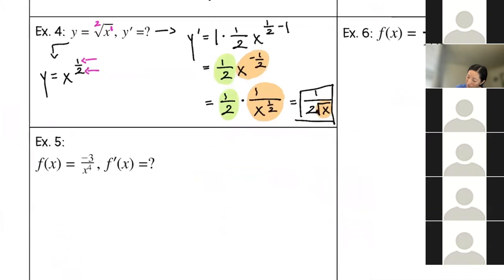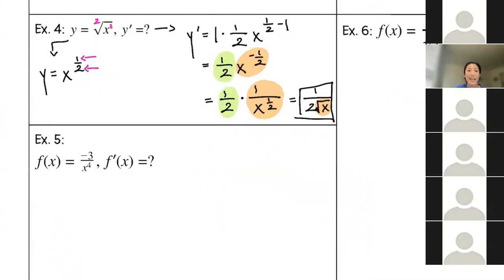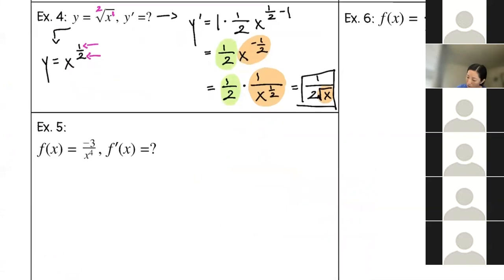All right. Let's take a look at example 5. All right. So we've got f of x equals -3/x to the 4th. How do I rewrite this? What is another way of writing that? Good, -3x to the -4. Okay.